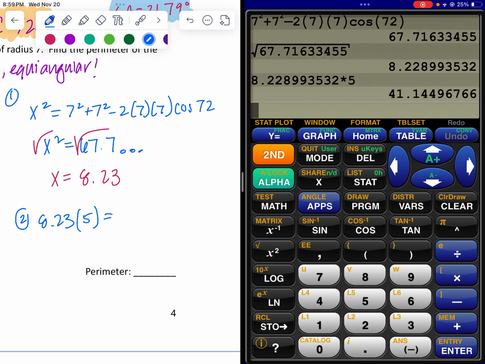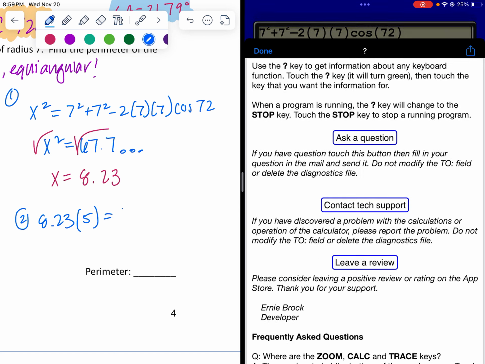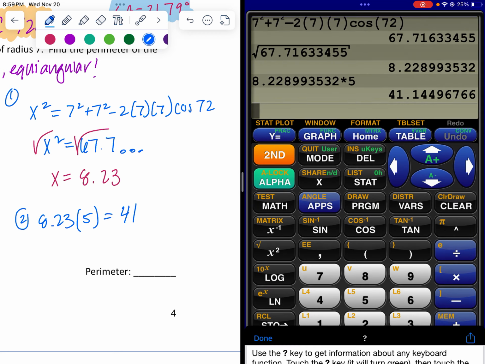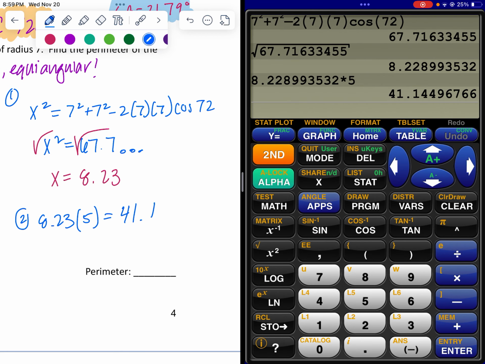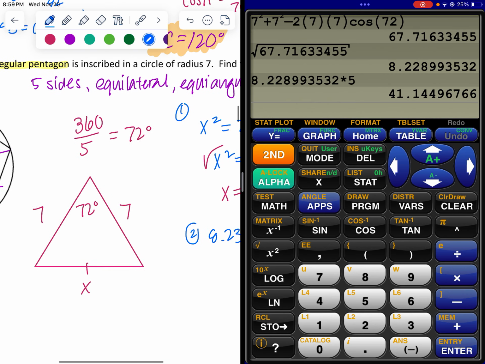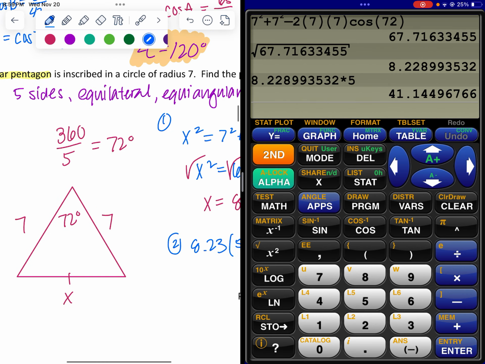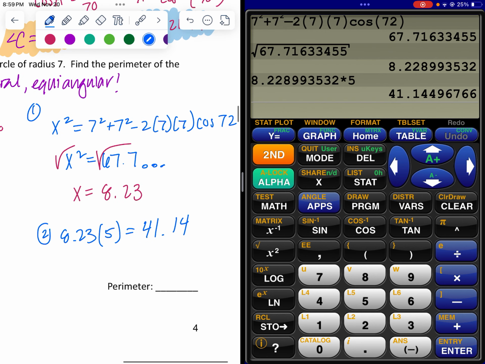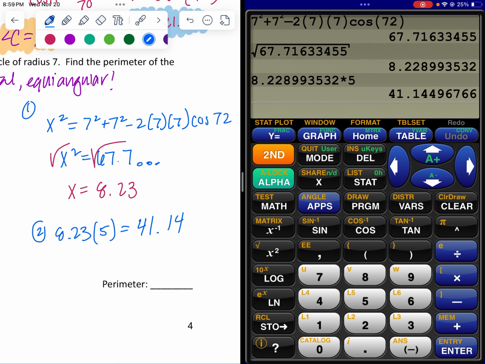And that gives me 41.14. Nice. And what is my... okay, there's no unit, so I'm going to say 41.14 units. And this would be your answer. Okay, easy peasy enough.